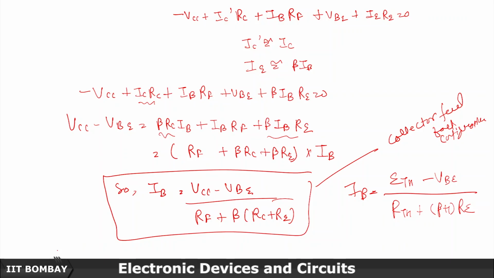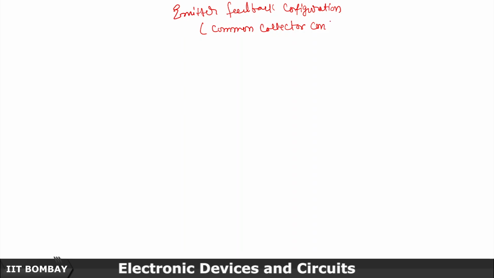Okay, so another one is the emitter feedback configuration. This is also known as the common collector configuration. As the name indicates, the collector is common here. So far we have been discussing the case of common emitter, where the emitter was common. Here the collector is common. So it's fairly straightforward.